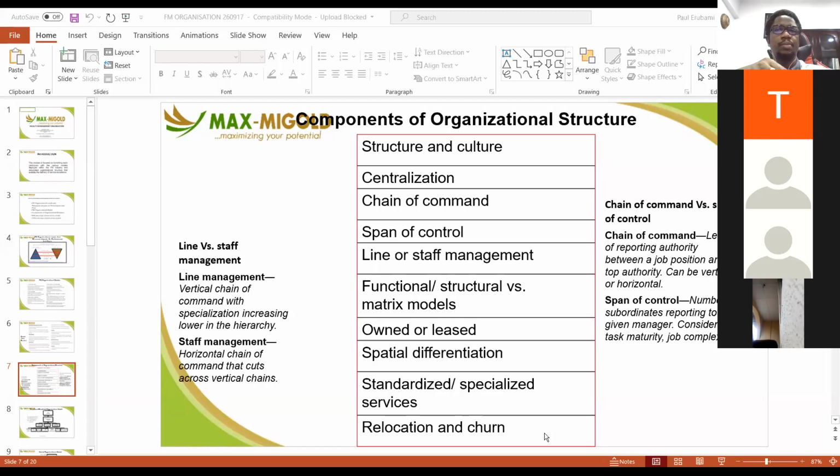And then we talked about specialized services, when we talked about the business units requiring different types of services. If you have different types of services, let's assume you are the FM for a government, maybe a local government. There are roads to care for, there are markets to care for, there are hospitals to care for, there are schools to care for. And these schools, hospitals, markets, and the rest are very many, spread across the entire local government, and you are the head of FM for that local government.